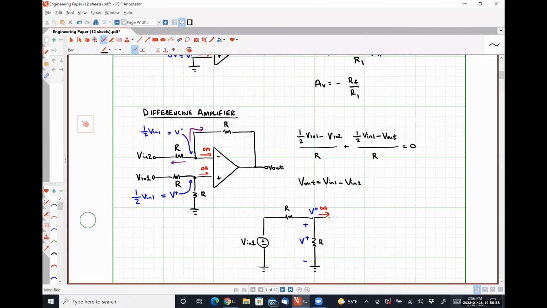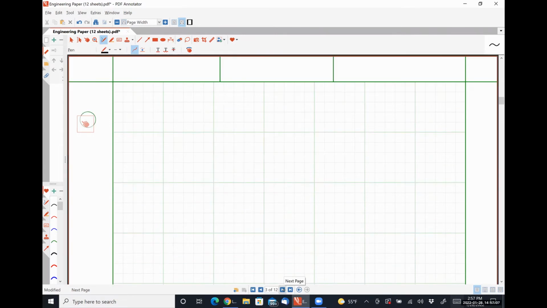All right. So we just did a subtraction operation. Now let's do an addition operation. So this is going to be what's called a weighted inverting summer or adder.